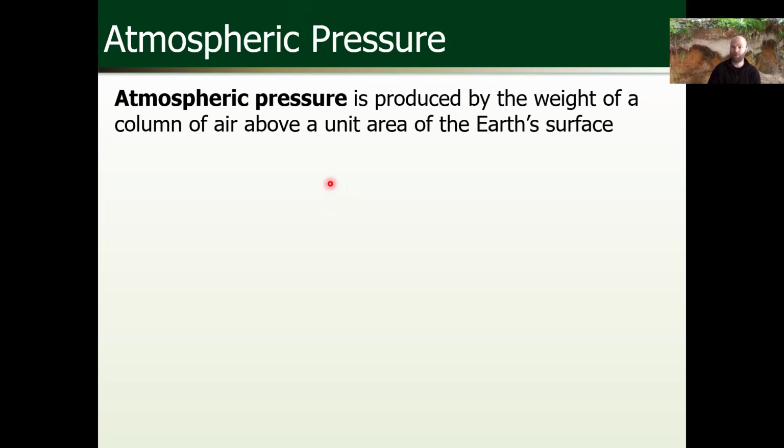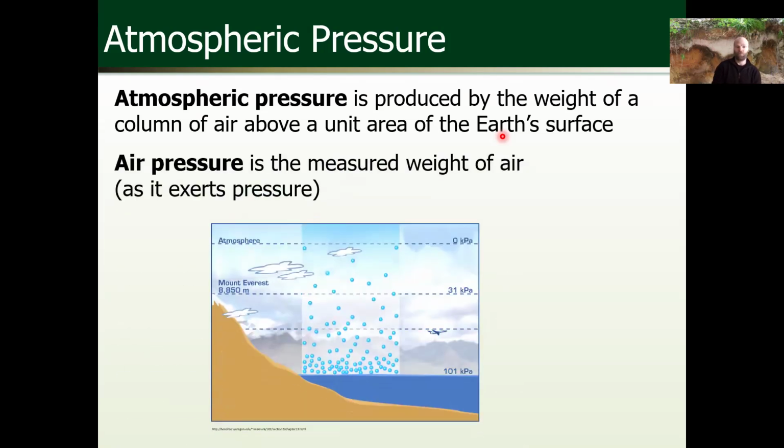So what is atmospheric pressure? It is produced by the weight or the mass of a column above a unit area. As we've previously thought about, air weighs something, and the more air column above you, the more mass there is. And so that produces pressure. It's weighing down on us. Air pressure is the measured weight of that air column.